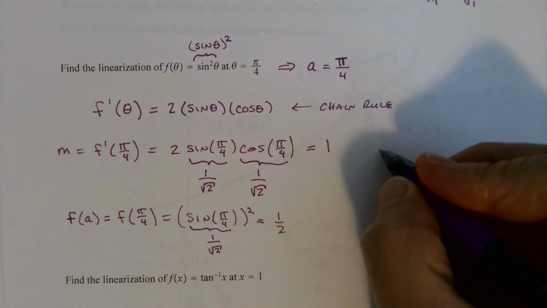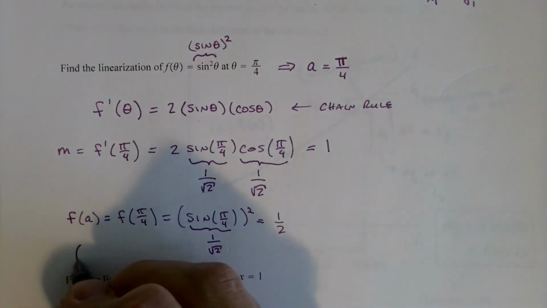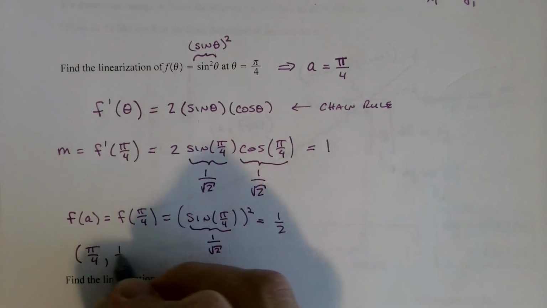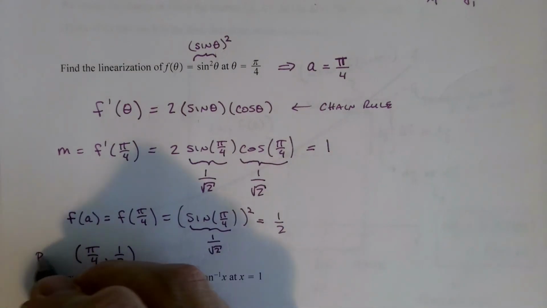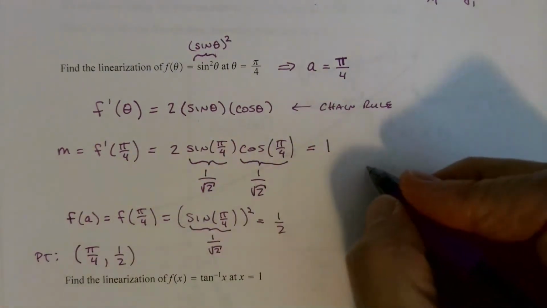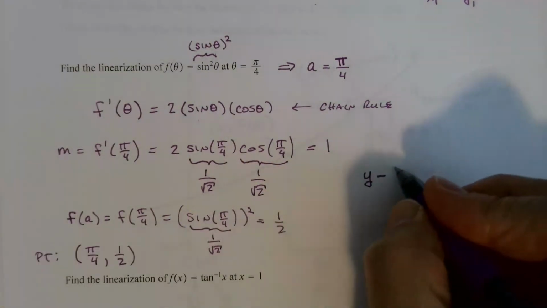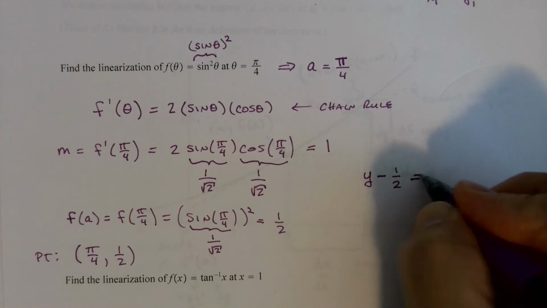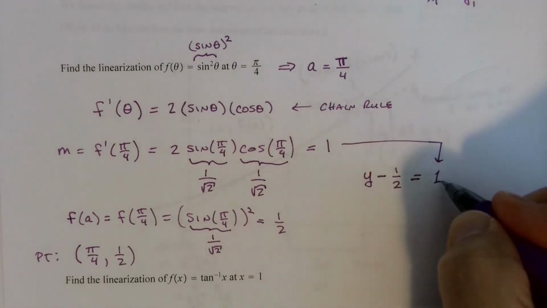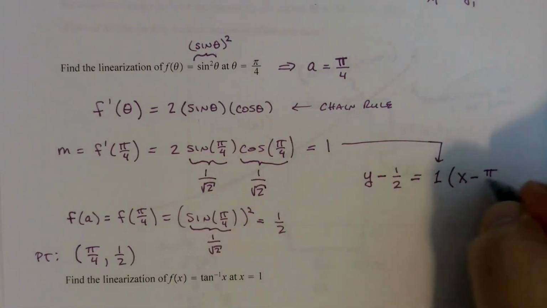And so what's our equation? The point of tangency is a, which is pi over 4, comma y, which is 1/2. So here's the point of tangency. And so we have our slope and our point. So it's y minus y1, which is 1/2, equals slope 1, right, there's our m, times x minus x1, which is pi over 4.